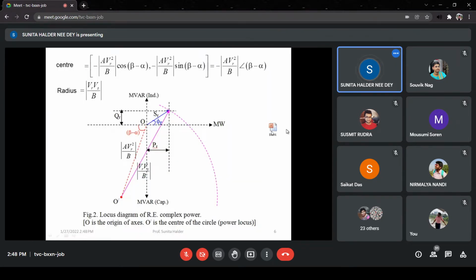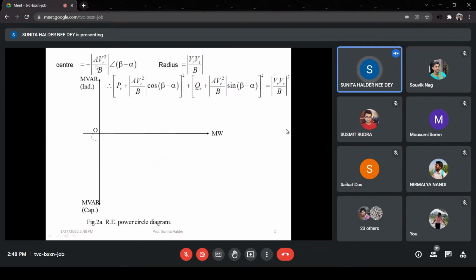Now you see, this was the center, this was the radius, and this was the equation. The center is minus AVR square by B at an angle beta minus alpha. The real axis is PR and the imaginary axis is QR. So I have marked the real and imaginary axes, and the center is O. This is the origin of these two axes, right?